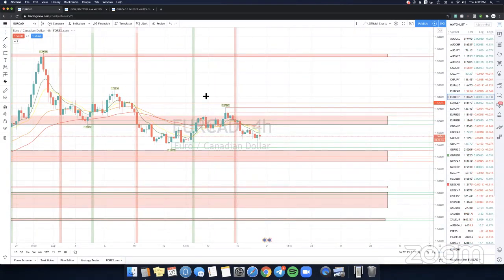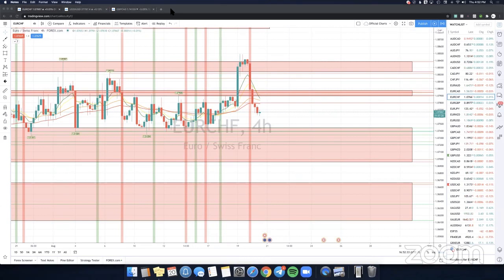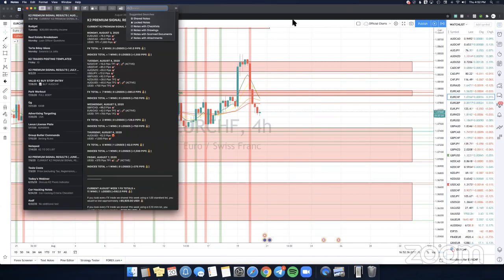Euro CHF. I'm actually going to skip all the Swiss franc pairs because our only losses this week are from the Swiss franc, I think. Let me see.